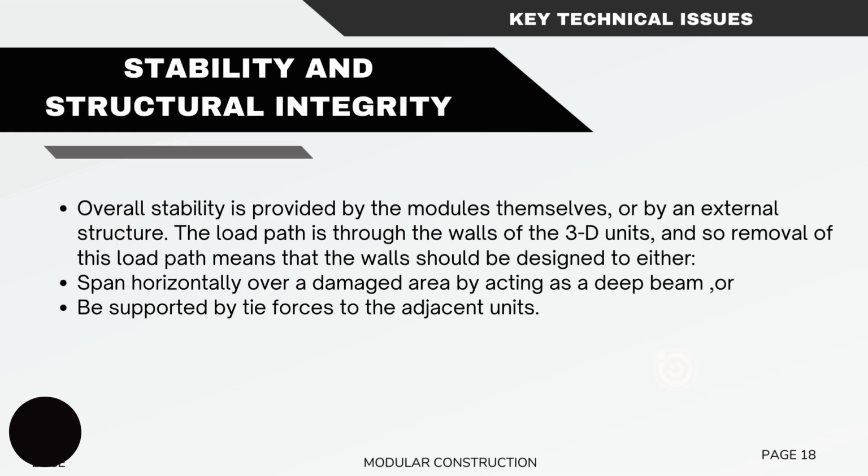So we have the stability and structural integrity. Overall, stability is provided by the modules themselves or by an external structure. The load path is through the walls of the 3D units, and so removal of this load path means that the walls should be designed to either span horizontally, and can be supported by tie forces to the adjacent units.